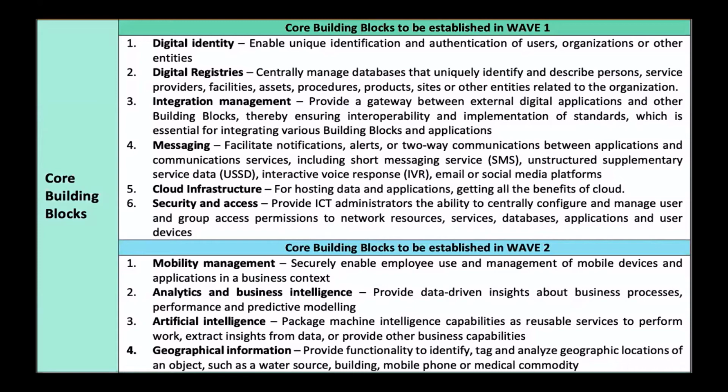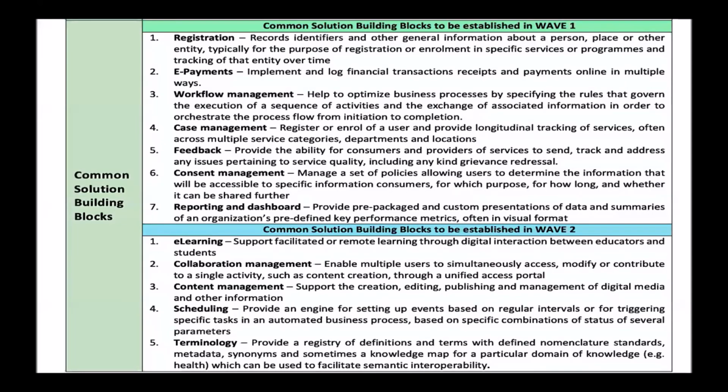So right from digital identity, some of you may have heard of Aadhaar, so that's a digital identity. Registries, so in this case, in health, the registries could be registry of doctors, registry of other health professionals, registry of facilities, and so on and so forth. These are the building blocks that we have created, and these are called the core building blocks, and the second level is the solution building blocks. But what is important is: how do these building blocks work to realize a use case?